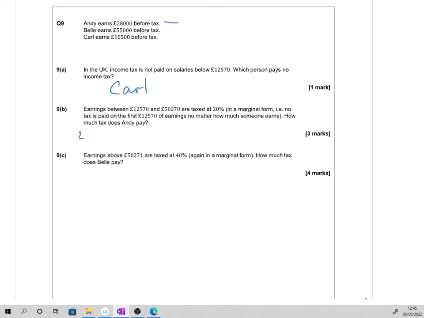So what we're going to do is 28,000 take away 12,570, because that's how much he can earn without paying tax. So 28,000 take away 12,570 is 15,430, and that is taxable. So we need to find out what 20% of that is. Times 20 divided by 100. So £3,086 tax. Now, earnings above that, how much tax does Belle pay?